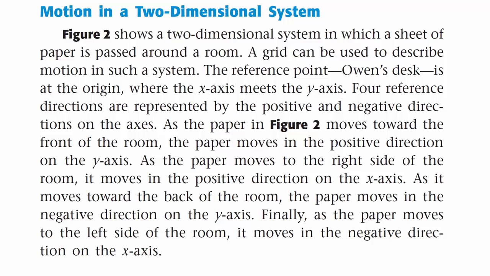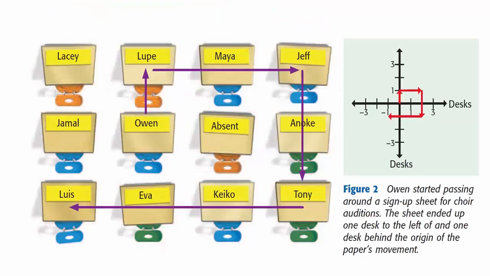As the paper in Figure 2 moves toward the front of the room, the paper moves in the positive direction on the y-axis. As the paper moves to the right side of the room, it moves in the positive direction on the x-axis. As it moves toward the back of the room, the paper moves in the negative direction on the y-axis. Finally, as the paper moves to the left side of the room, it moves in the negative direction on the x-axis.